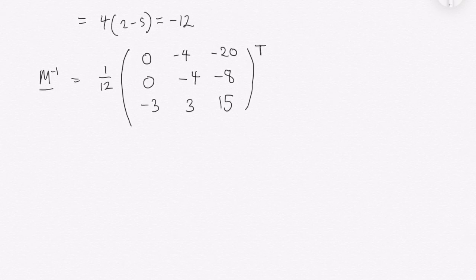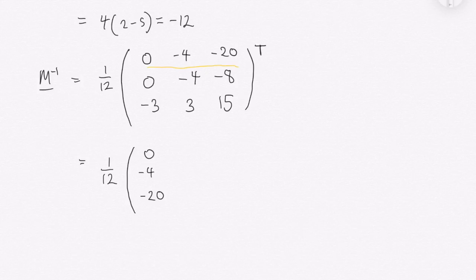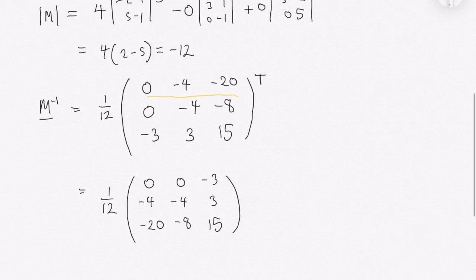Okay, so the final step is to transpose this matrix, and we have completed our inverse matrix. So this just tells us to swap the rows and the columns. So my first row here is going to be my first column. So 0, -4, -20. And my second row is going to be my second column, 0, -4, -8. And then my third row is going to be my third column, -3, 3, 15. I've noticed a slight mistake here because notice our determinant was -12, so we need a -12 here.